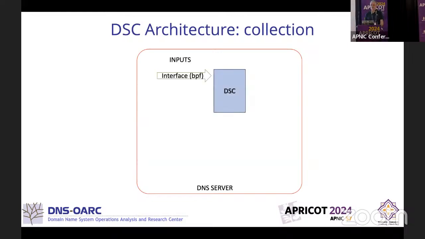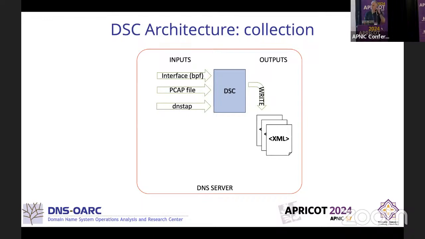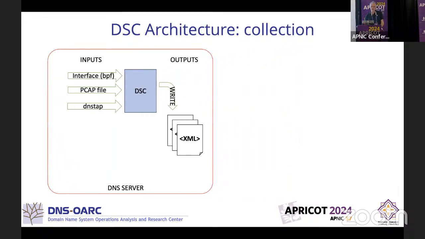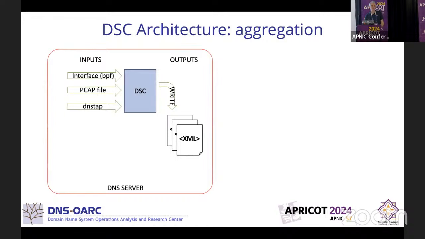Perfect. Okay. So we have these outputs. We've got XML files, and it'll write an XML file every minute or so. You can set the interval of how often it does that. And when it's done that, you're going to want to do something with these XML files. So this was the collection part. Now we have an aggregation part.